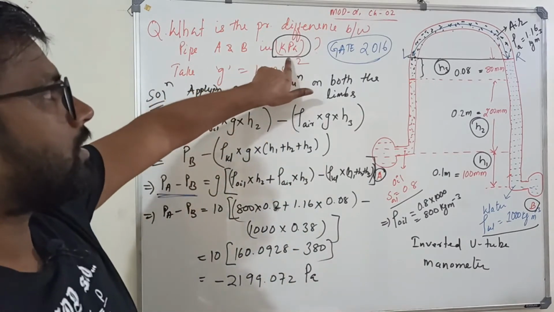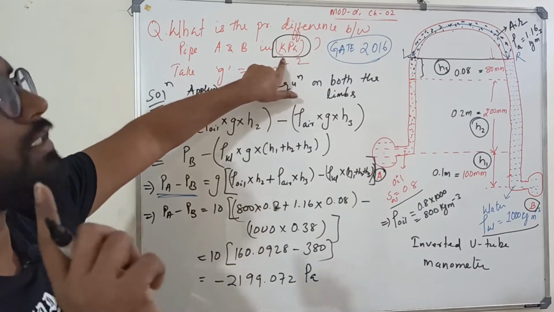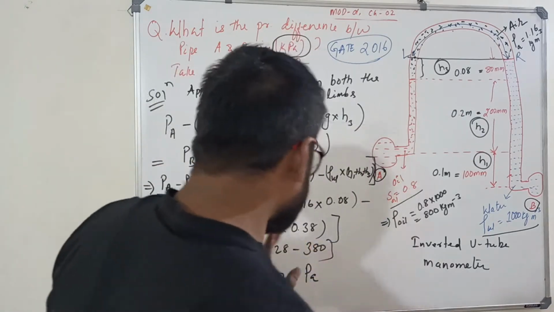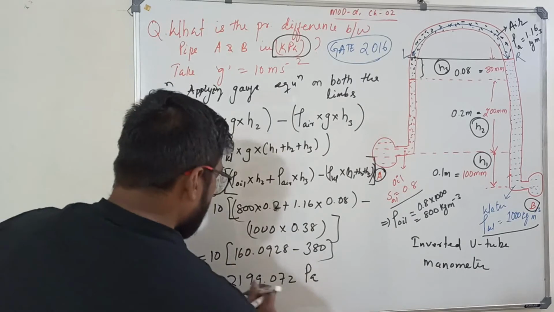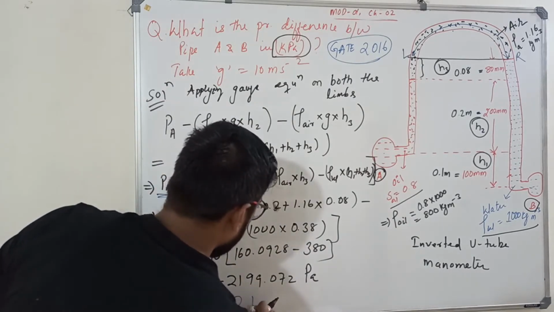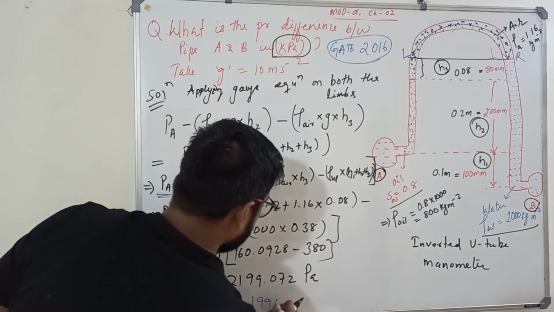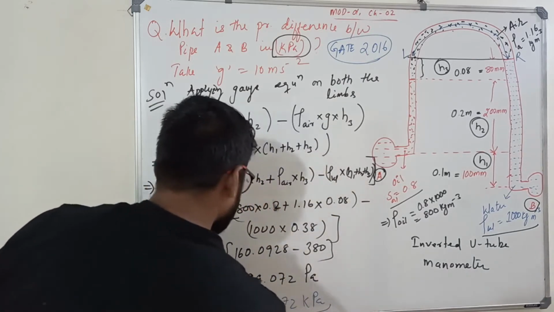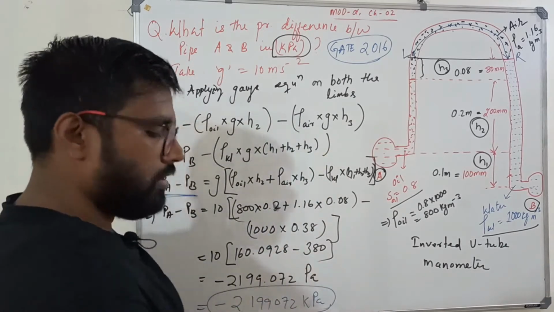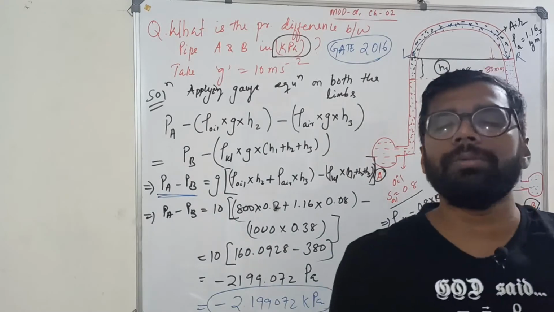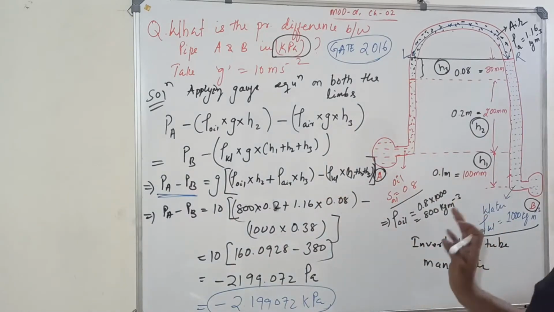But what has GATE asked? GATE has asked in terms of kilopascal. Don't forget to convert the unit to kilopascal, divided by 1000. So minus 2.199072 kilopascal. This is your answer. So pressure at A is less than pressure at B.